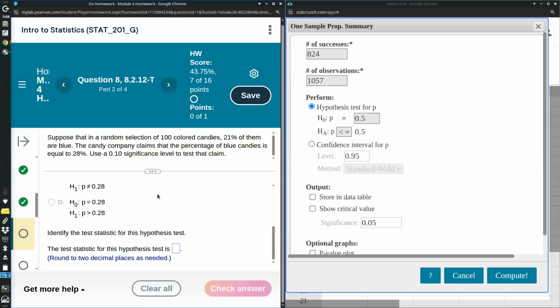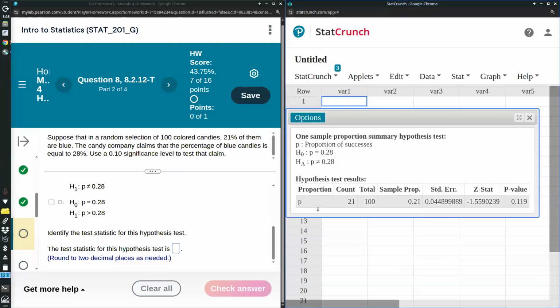Okay. And then the test statistic. So what we want to do is run this experiment. Our successes in our experiment, we had 21 candies that were blue out of 100 candies that are colored. Let's say these are M&Ms or something like that. And then the test we said is 0.28 and not equal to 0.28. So we compute that. And the test statistic is the Z stat right here.